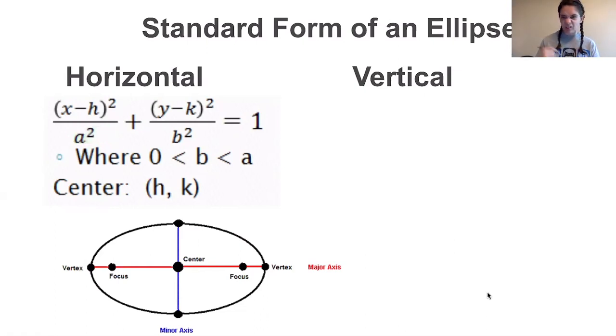Now, what do these a and b numbers have to do with anything?